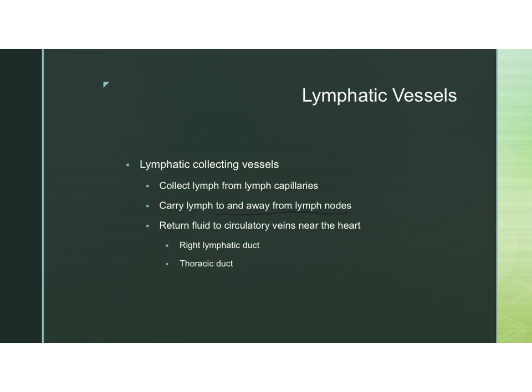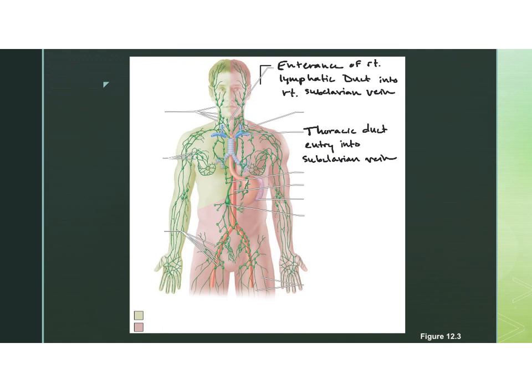They also return fluid to the circulatory veins, which is near the heart. And so that occurs at the right lymphatic duct and the thoracic duct. And in this diagram, you can see where the lymph is returned to the circulatory system. So there's the entrance of the right lymphatic duct into the right subclavian vein that occurs here, and then the thoracic duct that enters to the left subclavian vein is here.